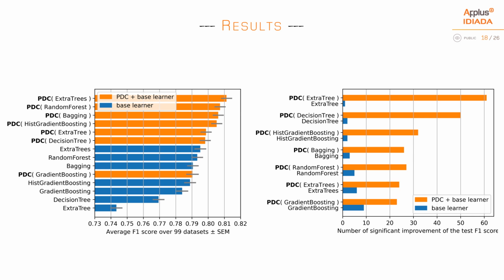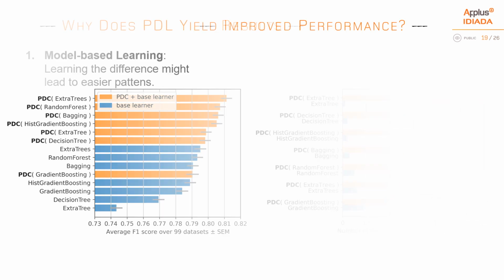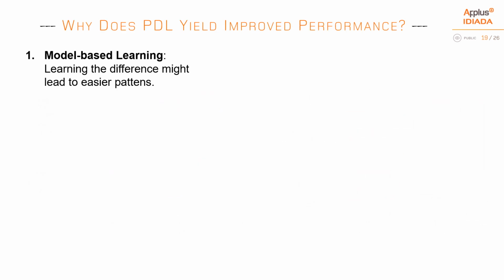We compare the performance of each baseline model with its pairwise enhanced version. In most datasets, the pairwise model significantly outperforms the baseline, making it the preferred choice for higher performance. A question arises: why does data pairing lead to improved performance in 90% of the datasets?